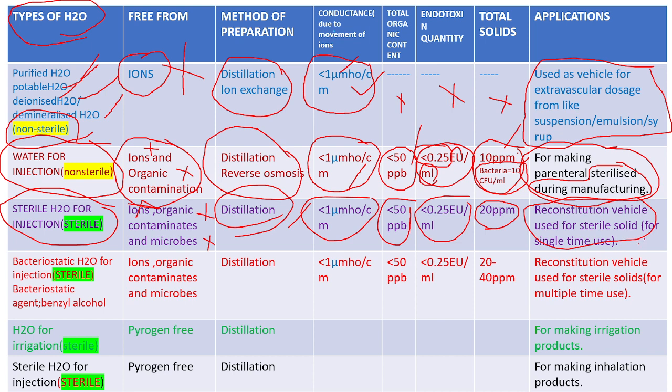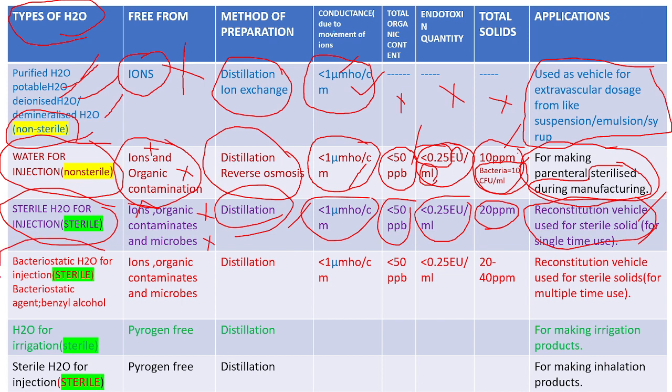That is for single time use. If you want to prepare a reconstitution vehicle for sterile solids, that is, if you want to prepare a suspension, then we can add this sterile water for injection into the solids, and then we can get the suspension. This is for single time use.